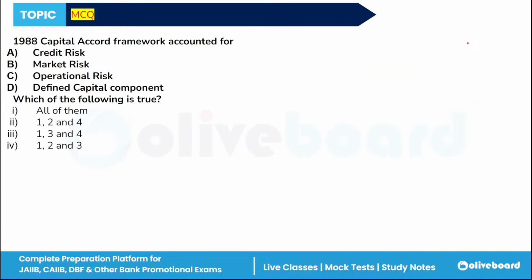Next question here. The 1988 Capital Accord framework is accounted for. Just try to focus on all the options, then I will tell you the correct answer.